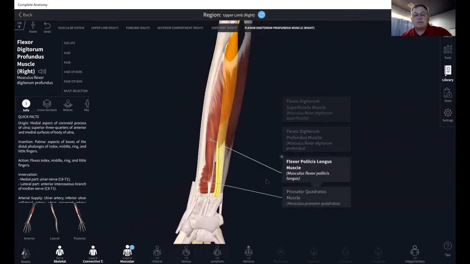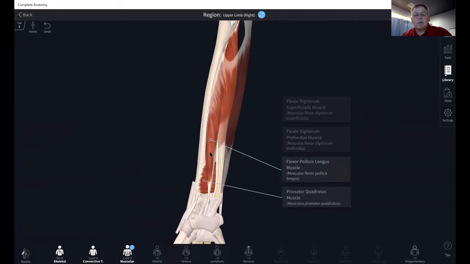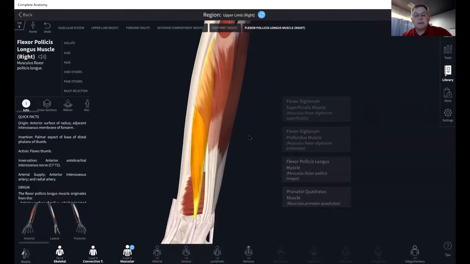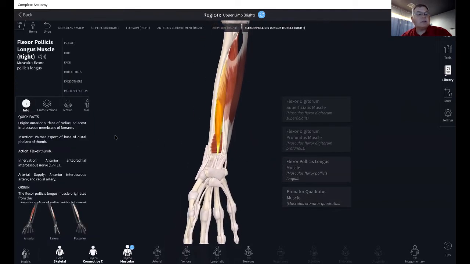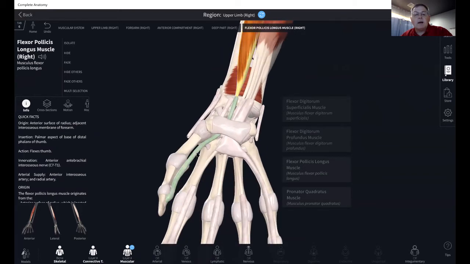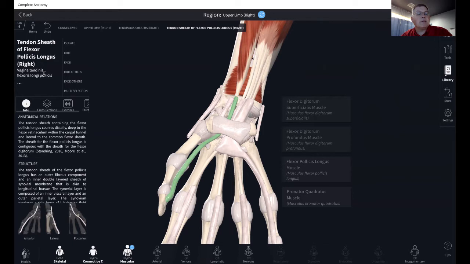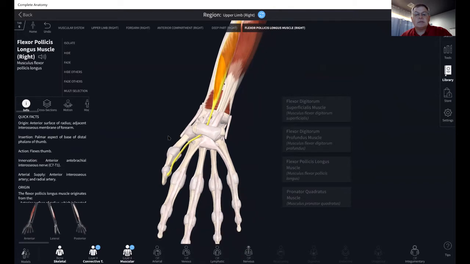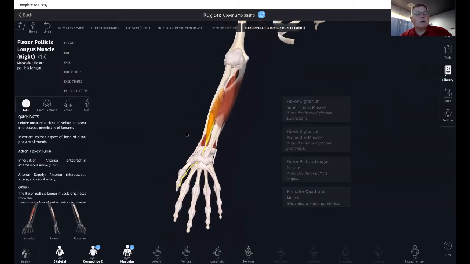We get to the flexor pollicis longus. We highlight that. So we see here its origin is the anterior surface of the radius and the adjacent interosseous membrane of the forearm, with the insertion into the palmar aspect of the base of the distal phalanx of the thumb. And so we know we cover a lot of territory here. Let me come in, and I want to hide that sheath so that you can really see the distance there. So flexor pollicis longus.